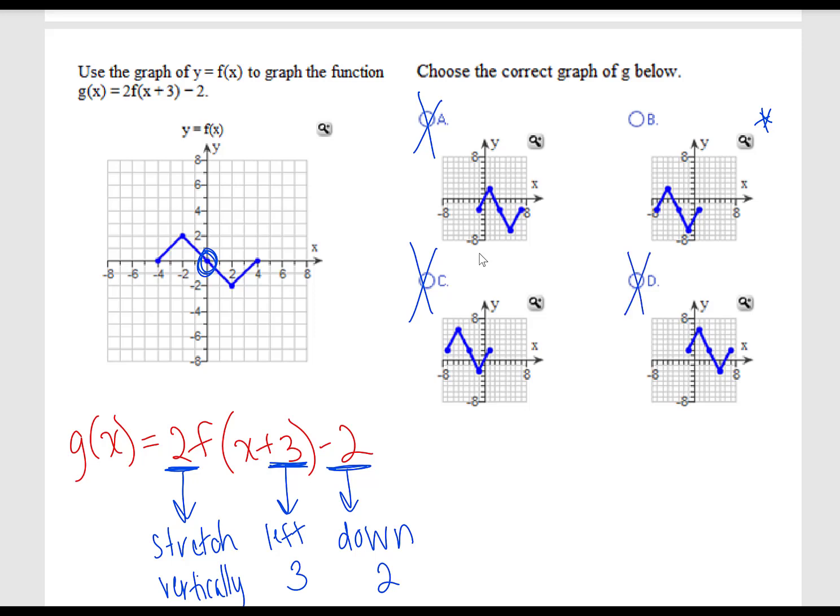Now, even though I narrowed it down to B, I still would click on the magnifying glass to make this graph bigger and just confirm that I didn't overlook something. So this would be my answer.